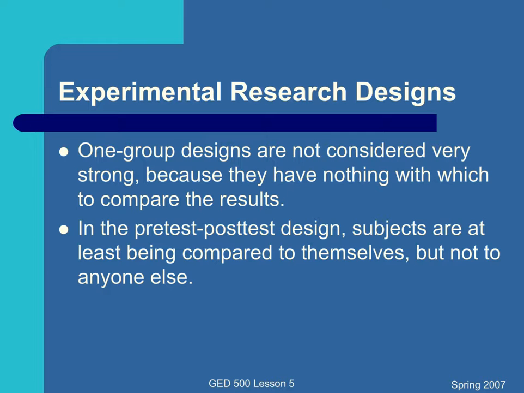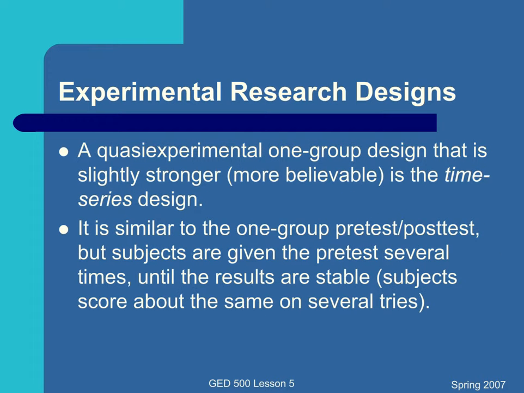So as you can probably see, we're leading into a couple of designs that may be a little stronger for those of you who are interested in using a pre-test, post-test. Now, there are quasi-experimental tests that are a little bit stronger. So there's stronger designs, which are more believable, and these are time series designs. It's similar to the one group where they have the pre-test, post-test, but subjects are given the pre-test several times until there are some stable results between the subjects. So subjects are scoring the same several times.